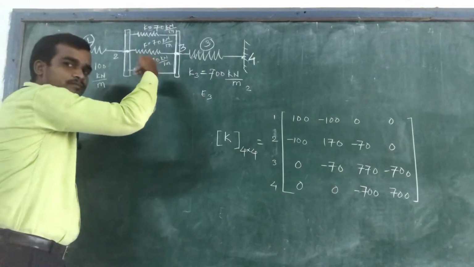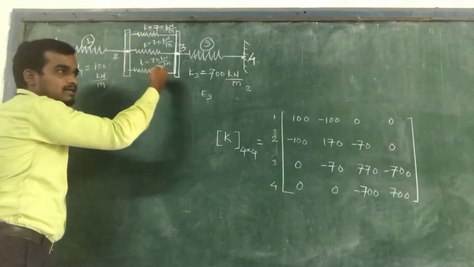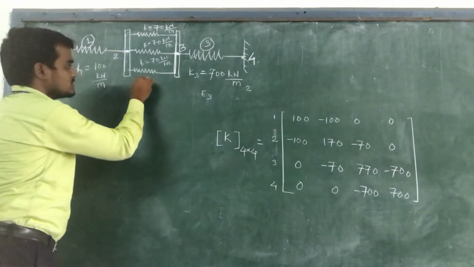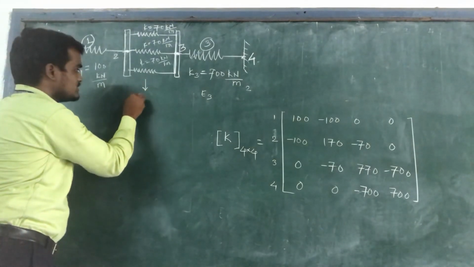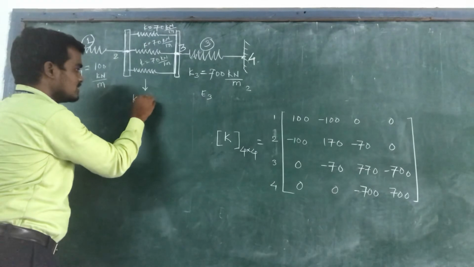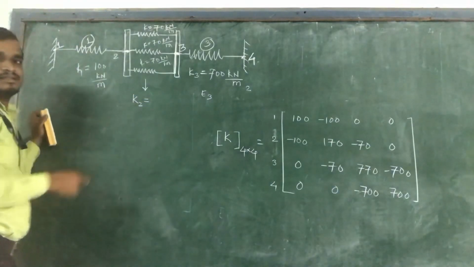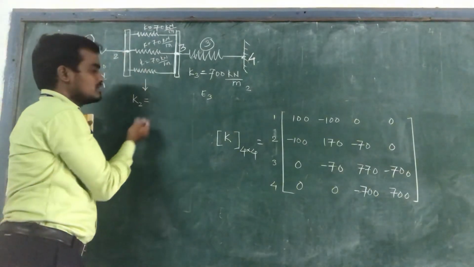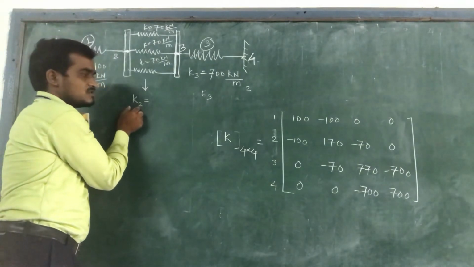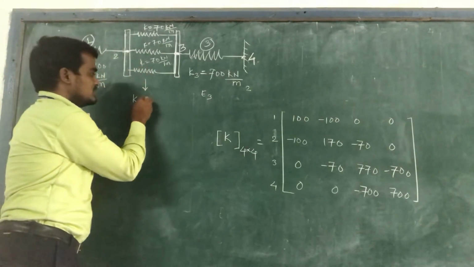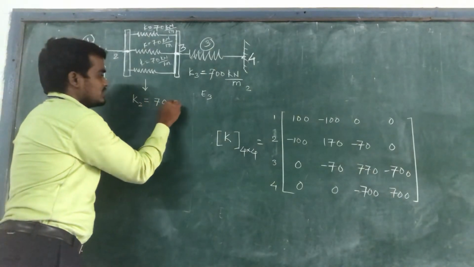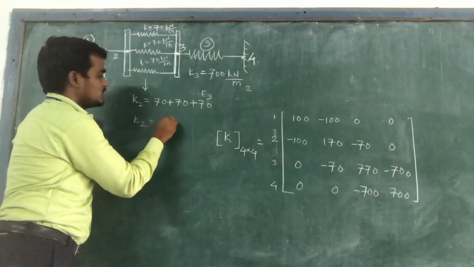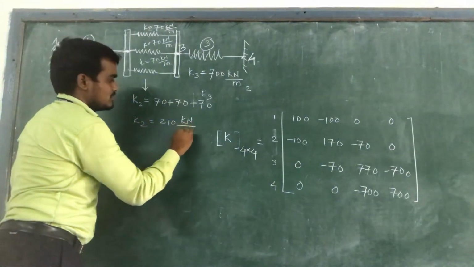If the springs are connected in parallel, then we add the stiffnesses of each spring to get the equivalent stiffness. So finally the equivalent stiffness for this spring system: if the springs are connected in parallel, we need to add the 3 spring constants to get the equivalent spring constant or stiffness for that spring system. So K2 will become 70 plus 70 plus 70. So K2 will become 210 kilonewton per meter.